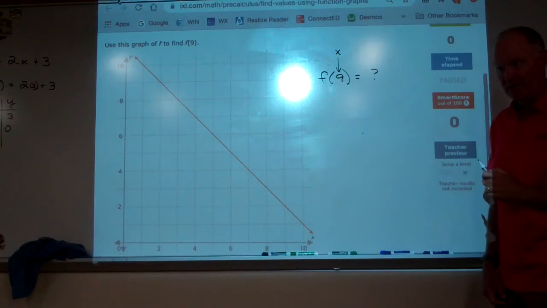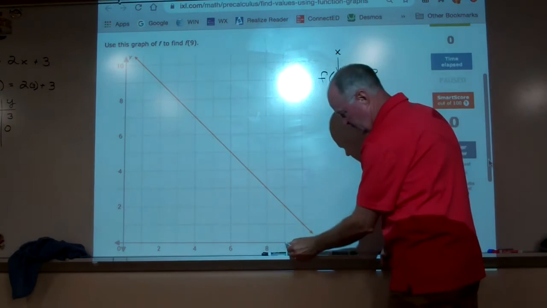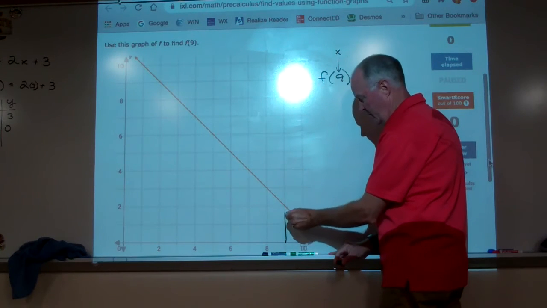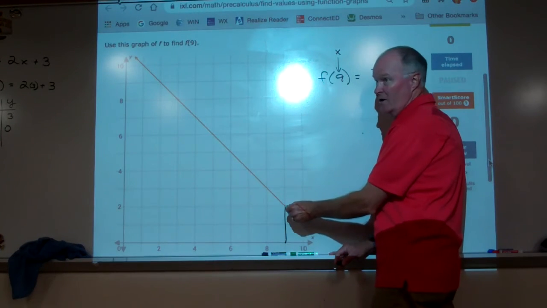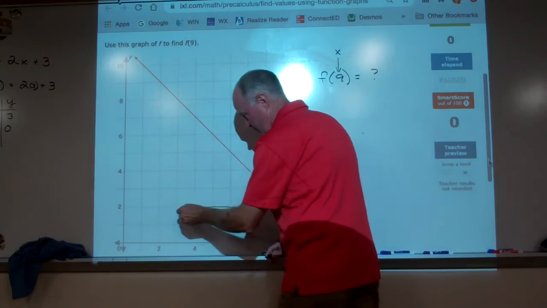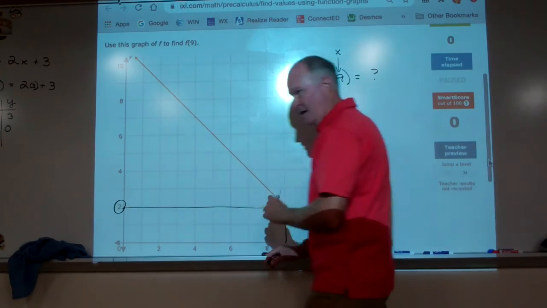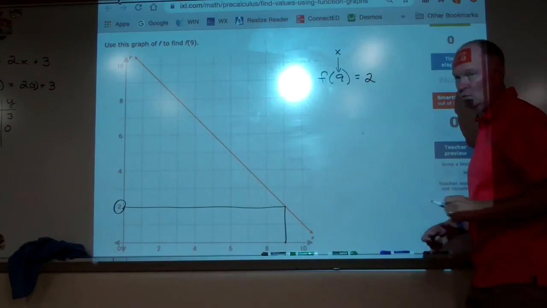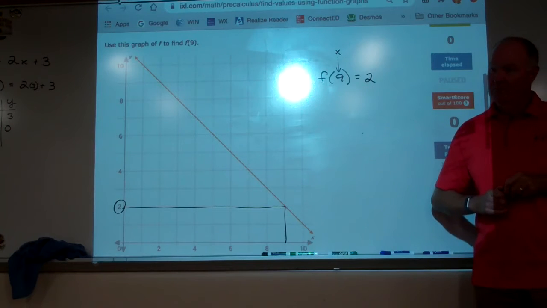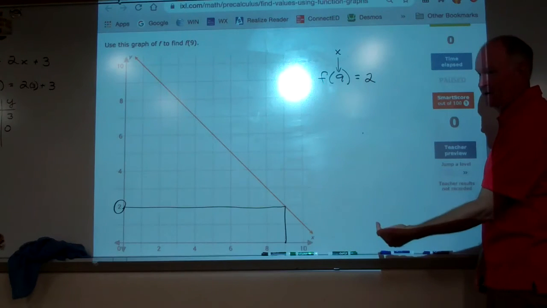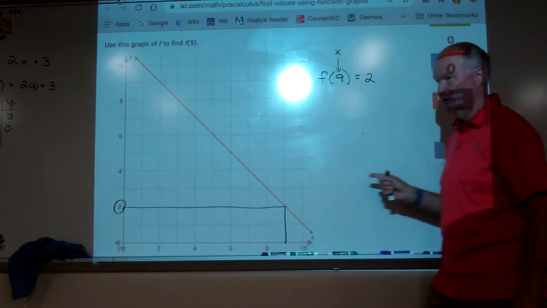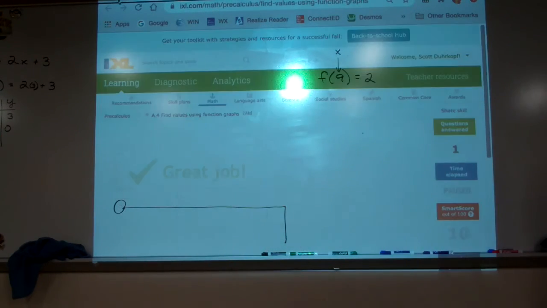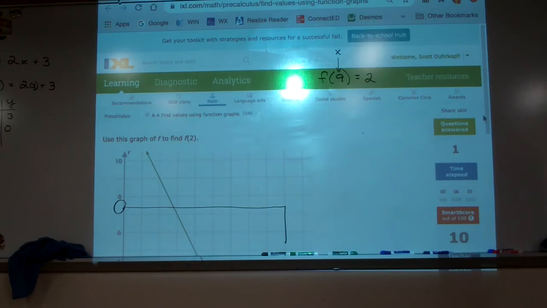x. So I go find 9 on the x. There's 9. Right? Then I just go up to the curve, and then over to there, and there's y. It's 2. Just that simple. Okay. Find the x, up to the y, and over. Okay. I just got to put in 2. I'm on my way. Try another one.